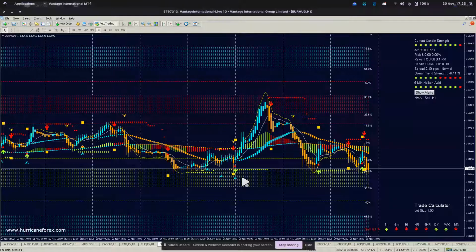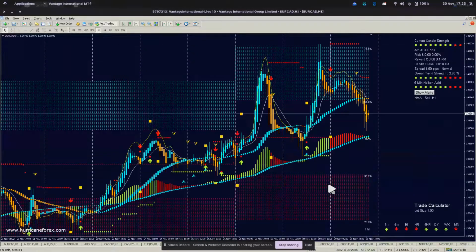But it's got to break through this green area or the red area. See how it bounces up, hits this red area, just can't get any further forwards, and then bounces down again. So a little swing trade going on here. We've got the same sort of thing. Look at that powerful buy signal there.